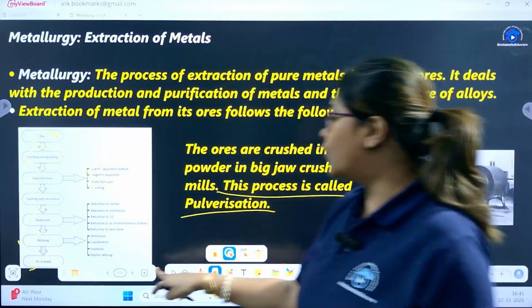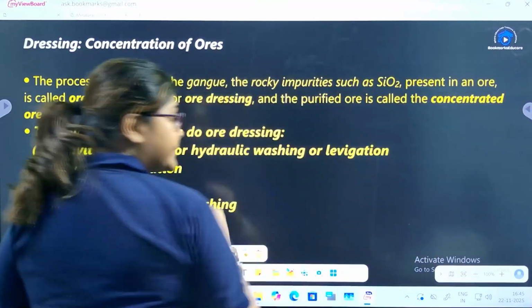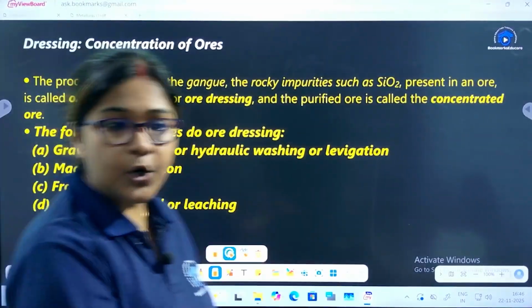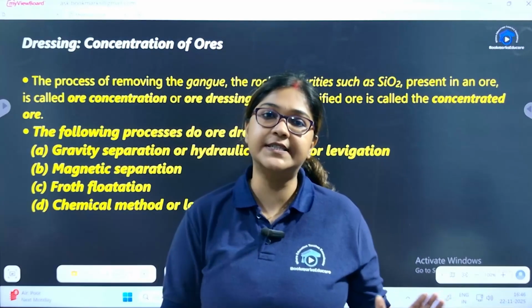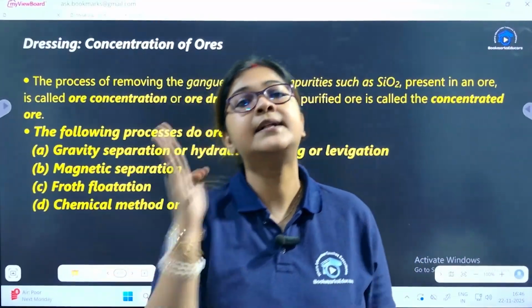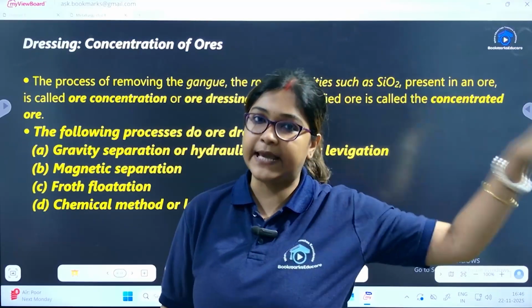Now we will go into the detailed process of each and every step. The first step, as I have discussed, we take the ore and give it into ball mills or big jaw crushers. It will crush and grind the ore to finely divided particles. That process is known as pulverization. Step 1 taken care of.